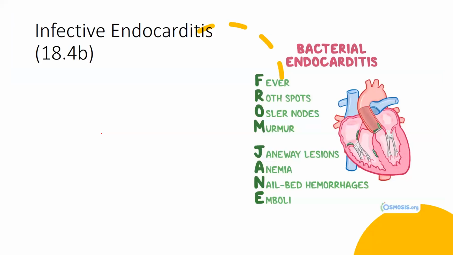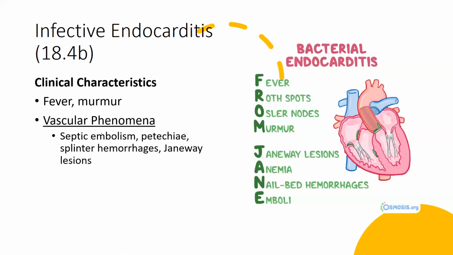So what are some things that you can see in infective endocarditis? You can see, from JANE, so the clinical characteristics, you can see fever, you can see different vascular phenomena like septic embolism, petechiae, splinter hemorrhages, and Janeway lesions. Splinter hemorrhages were the hemorrhages that we saw on the nails from that practice question. Janeway lesions, we can see there are these painless flat erythematous lesions on palms or soles, so hands or feet. We often don't have a lot of things on the palms or the soles, so if there's a lesion there, that's significant.